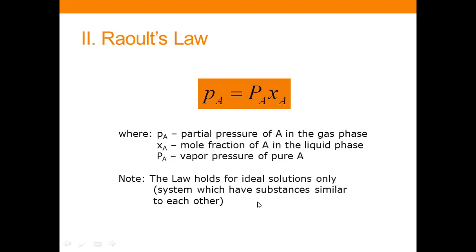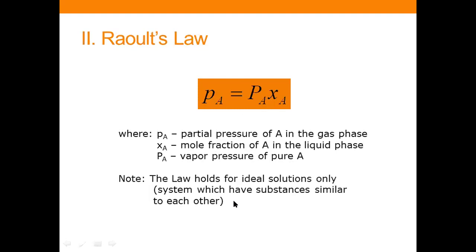In here, the law states that the partial pressure of A in the gas phase is directly proportional to its mole fraction in the liquid phase, and that's your XA. This P sub A is a constant which is based upon the temperature, because this is the vapor pressure of pure A. Okay, so Raoult's law gives you the relationship between XA and PA. But again, this is only true for ideal systems.